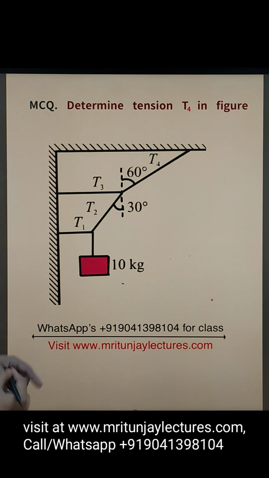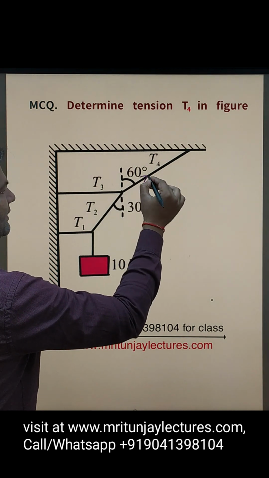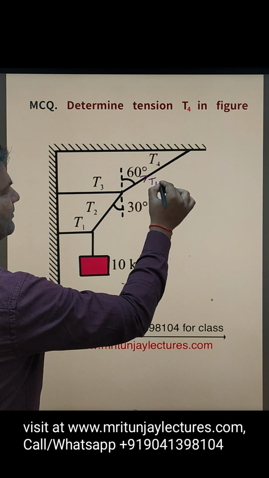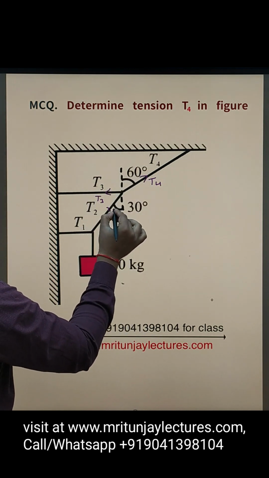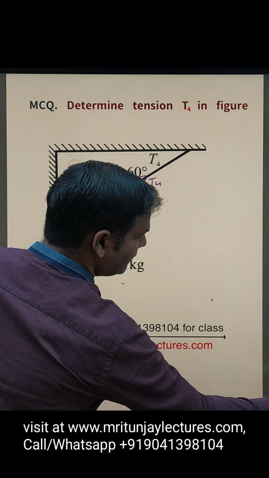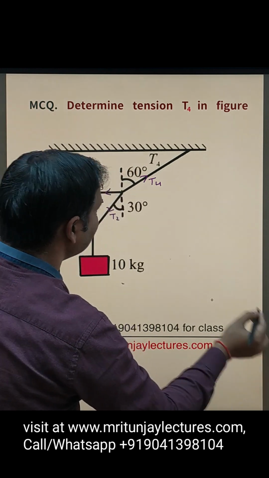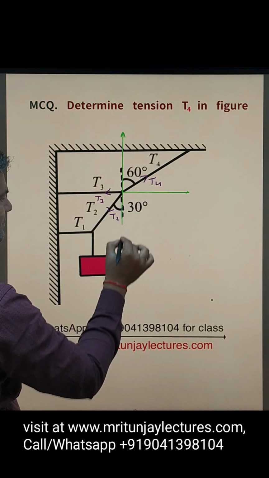Now, question of the day: how can motor determine T4? How can it be determined? First of all, the whole system is in equilibrium. So if you focus on that one, here T2, T4, here T3, here T2. Okay. Now, after that, the whole system is in equilibrium, then this one, this one.